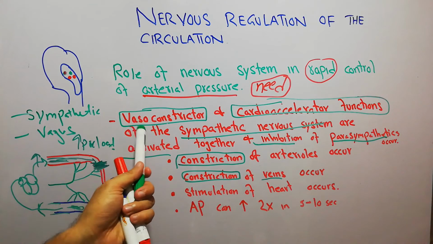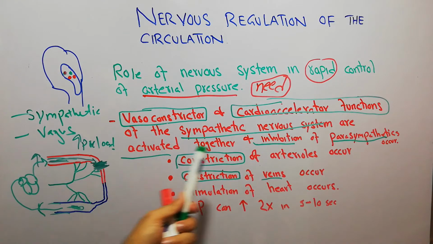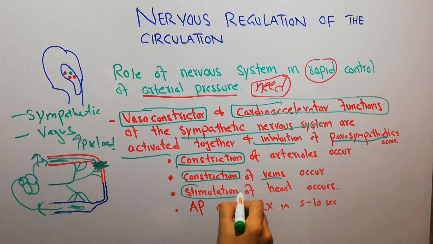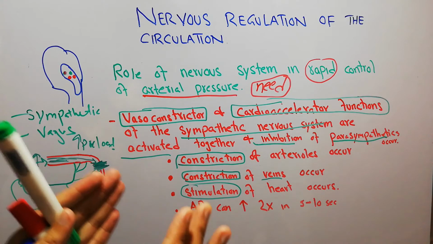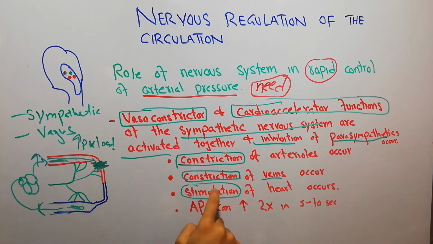So when the vasoconstrictor area and cardioaccelerator area of the sympathetic nervous system get activated and the parasympathetics get inhibited, constriction of the arterioles occurs, and constriction of the veins occurs. Constriction of the arterioles leads to pressure in the arteries, constriction of the veins squeezes the blood towards the heart, and then finally direct stimulation of the heart occurs. Indirectly, with the help of more blood, the heart is already getting activated, it is already pumping more.